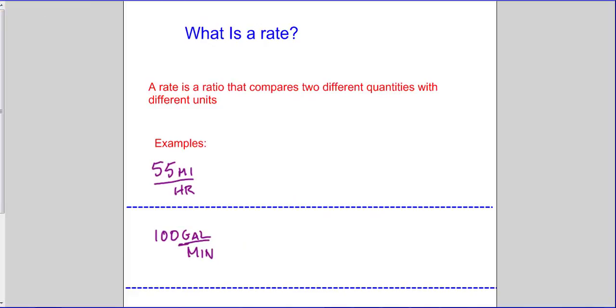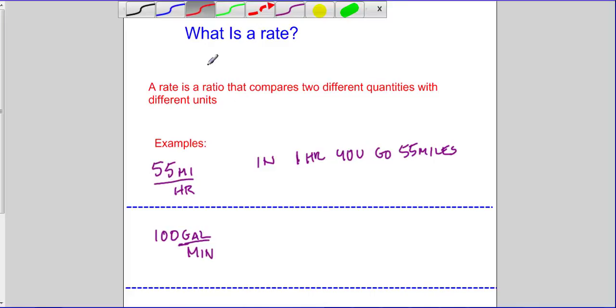So now, what is a rate? A rate is a ratio that compares two different quantities with different units. So for example, 55 miles per hour is a rate where you're describing that in 1 hour you go 55 miles. So a unit rate, and we could actually put a 1 here, because in the case of a unit rate, the denominator is always going to be 1.